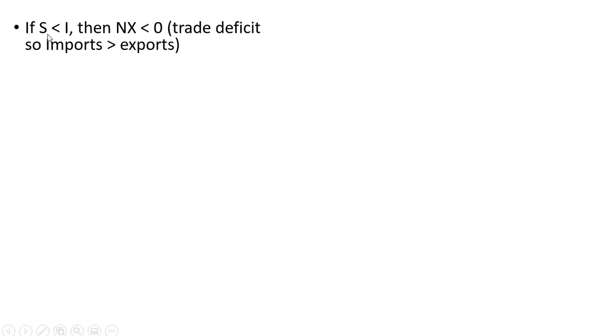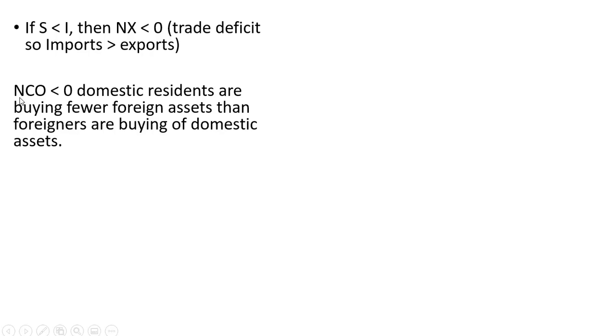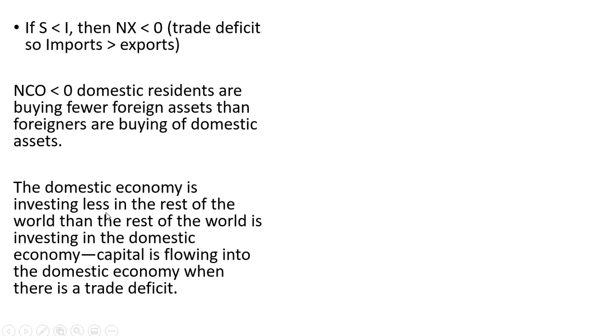And on the other hand, if national saving is less than investment, net exports is negative, meaning a trade deficit, so imports will exceed exports. In this case, the net capital outflow will be negative, less than zero, and here domestic residents are buying fewer foreign assets than foreigners are buying of domestic assets. The domestic economy is investing less in the rest of the world than the rest of the world is investing in the domestic economy. Capital is flowing into the domestic economy when there is a trade deficit.